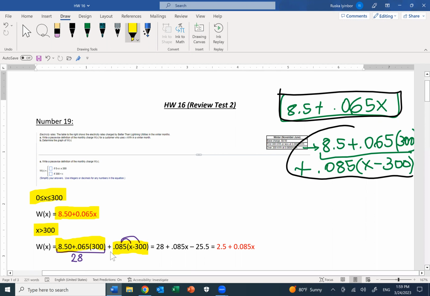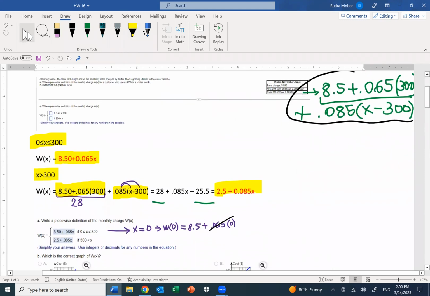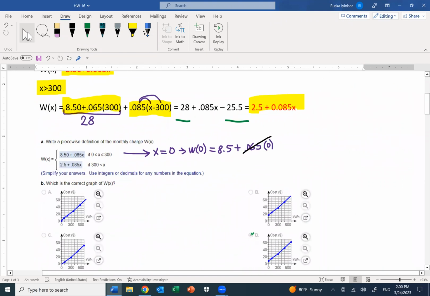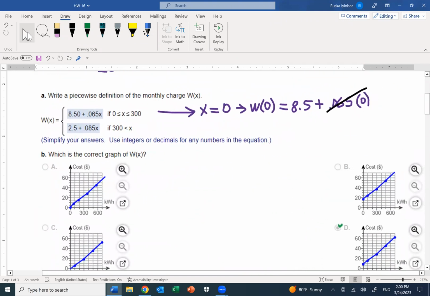So how do you simplify this? When I do the first part in the calculator, I get 28, and then I distribute 0.085x. When I multiply 0.085 times negative 300, that's negative 25.5. And when I combine those two numbers, that gives me 2.5. And that's the equation for the second option when x is greater than 300 kilowatts. Okay, so that's what you're going to put here. This is the answer, plug it into the homework.